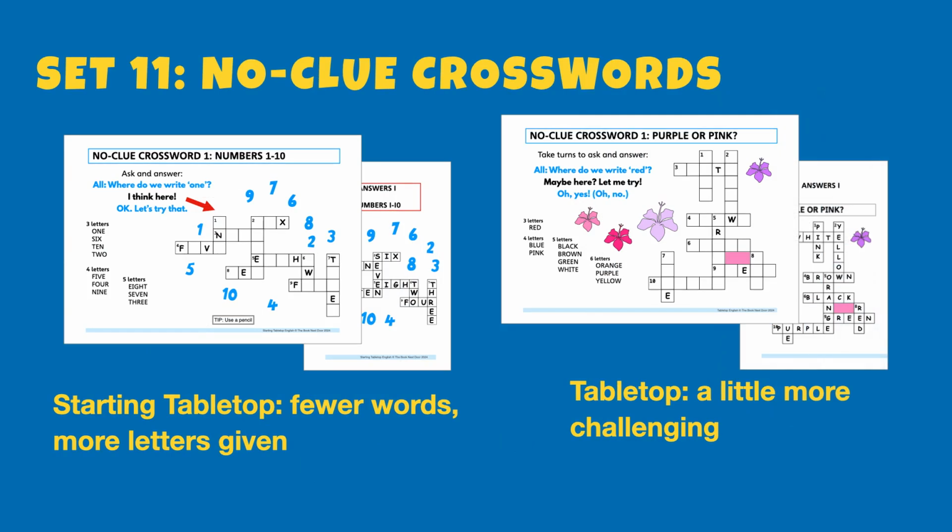Set 11, no clue crosswords. These help literacy learners to be aware of how many letters are in a word and in what order. There are clues, but not enough to make it too easy, I hope.